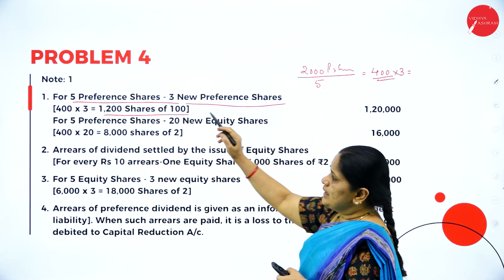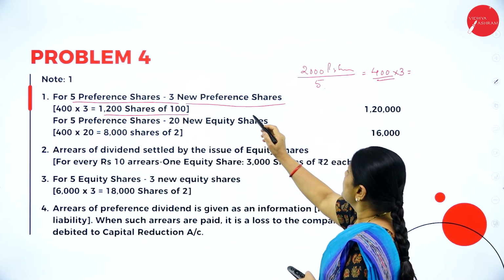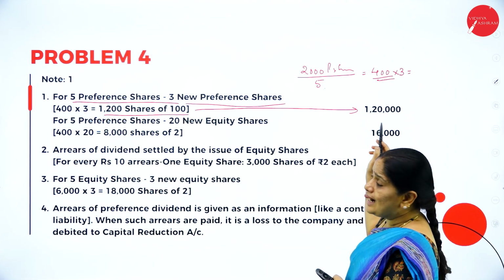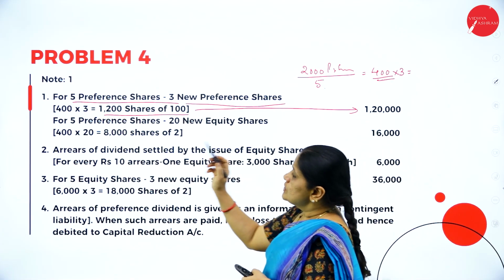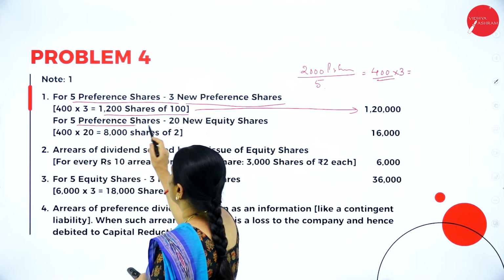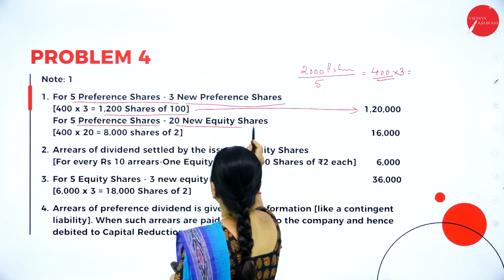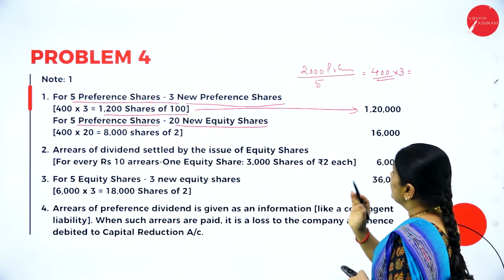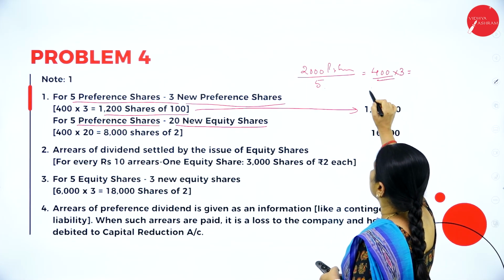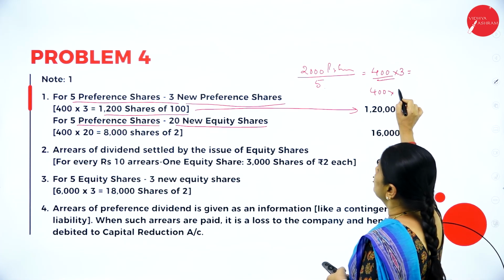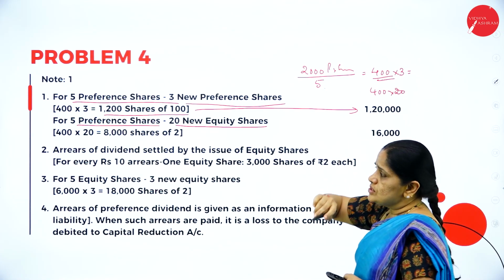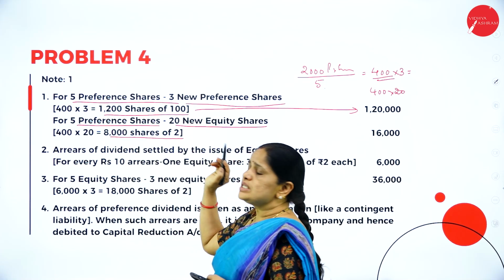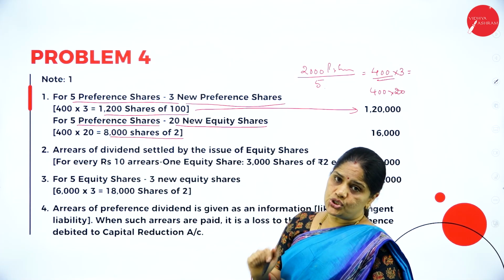So that will be 1,200 shares of rupees 100 each. So it is 1,20,000. So for 5 preference shares, again 20 new equity shares they are giving. So for every 5, again 400 into 20. So it comes up to 400 into 20 is 8,000 shares of rupees 2 each.